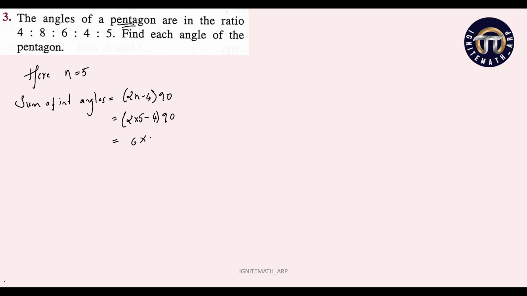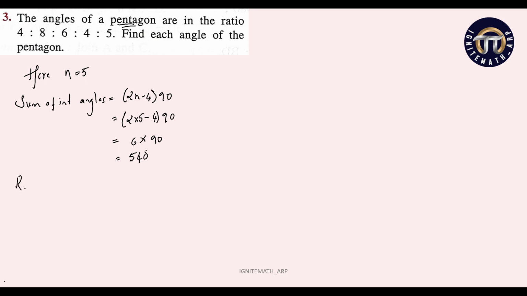The angles of pentagon. You must know what you mean by pentagon. So in the case of pentagon, n is equal to 5. So sum of interior angles is equal to 2n minus 4 into 90. So 2 into 5 minus 4 into 90. So 10 minus 4 is 6 into 90, that is nothing but 540 degree.